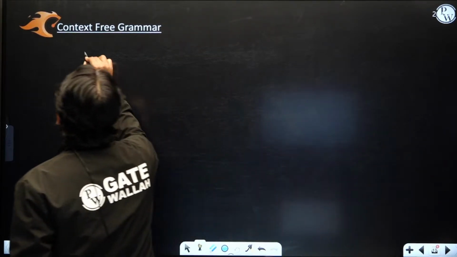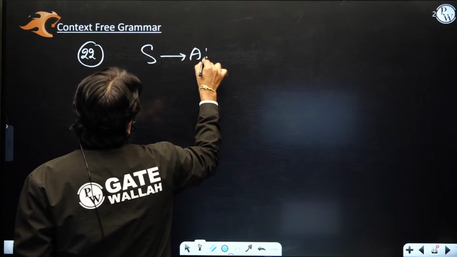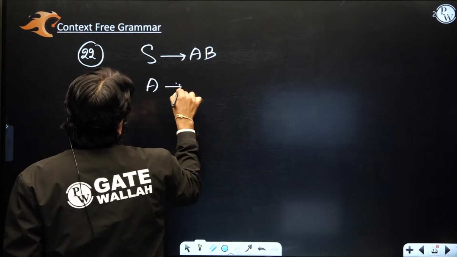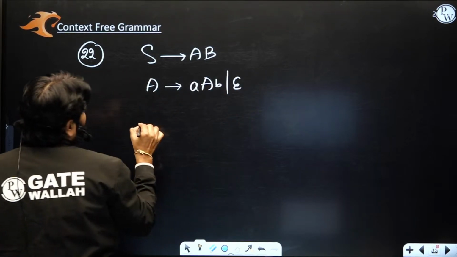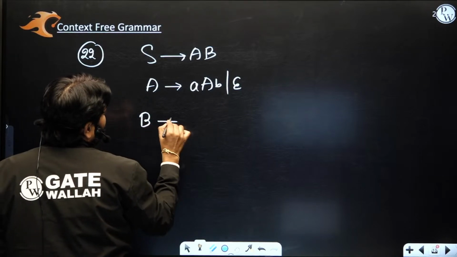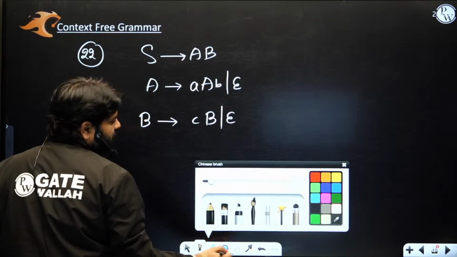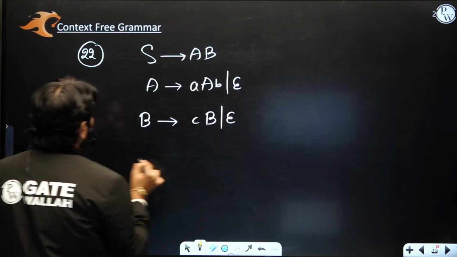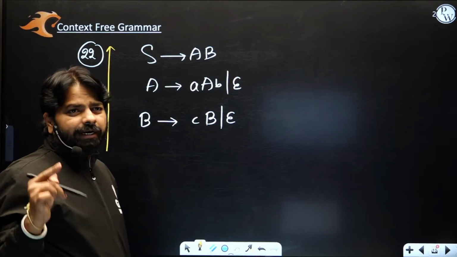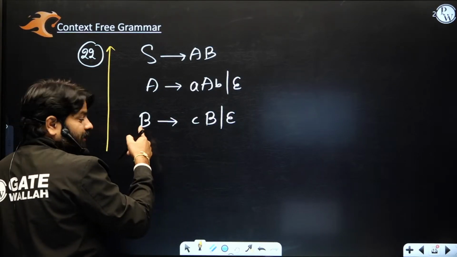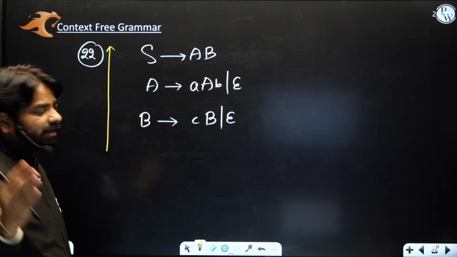Let's try one important question. 22. Suppose I have S derives AB, and A derives AAB or epsilon, and B derives, let's say, CB or epsilon. So how do you solve this question? Always focus on this grammar. You need to focus from bottom to up. So first let's understand what B is, what A is, then put in S. Then the answer will be very easy for you.